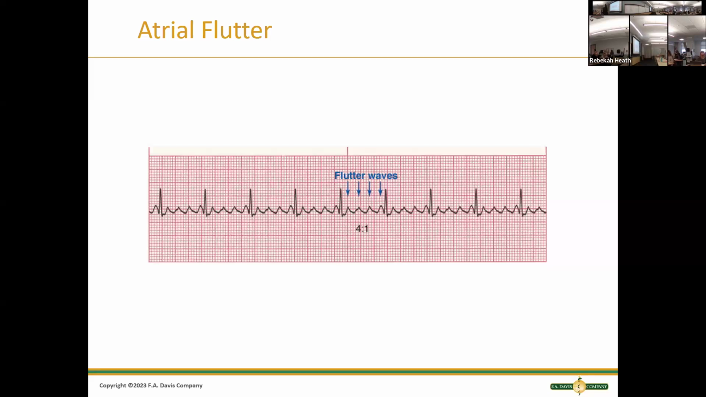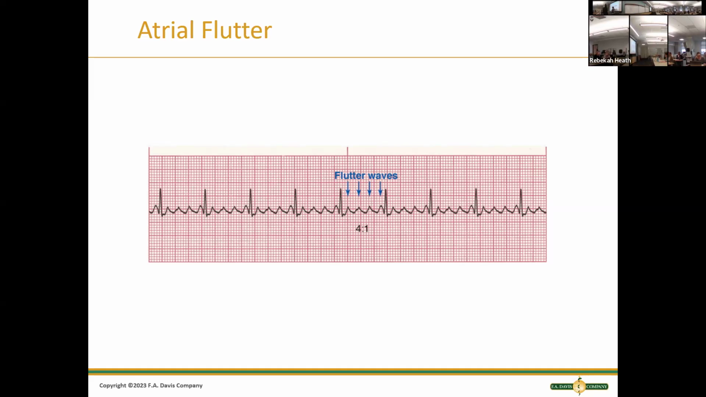So what do you guys put? Does this look to be regular or irregular? Regular. In fact, when you look at the flutter waves, is there a consistent amount between each QRS complex? If you count them on this strip, I think this might even be the same one.